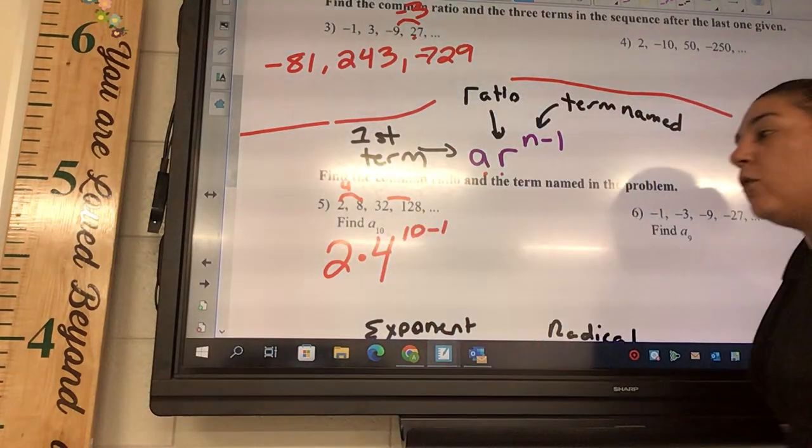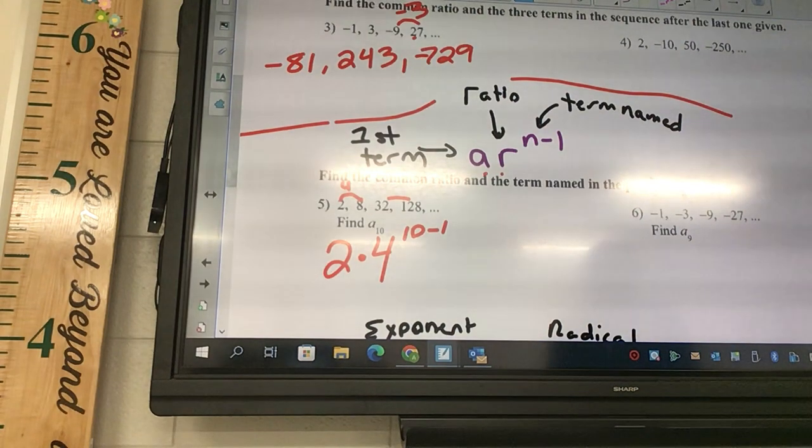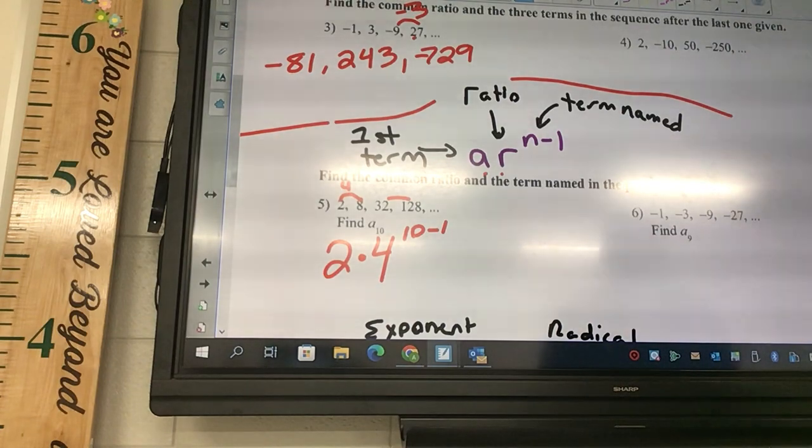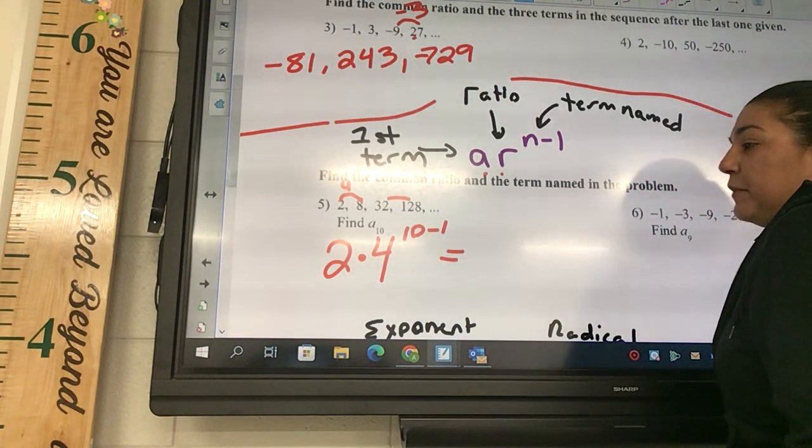Or if you're using one of the older calculators, you would just have to do 4 to the 9th power, because 10 minus 1 is 9. And it's going to give you something really big. I'm not going to lie to you. Okay, and what is that number?